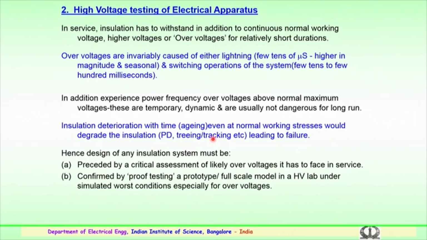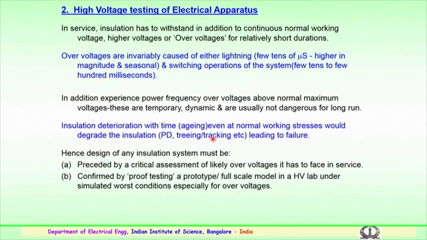So, these over voltages are invariably caused by lightning or switching operations of the equipment, circuit breakers or isolators. In addition to these lightning and switching surges, we have discussed the power frequency over voltages above the maximum normal voltages. These are basically discussed as temporary, dynamic, and are generally not very dangerous for the long run, as the insulation is considered or designed to withstand these voltages.